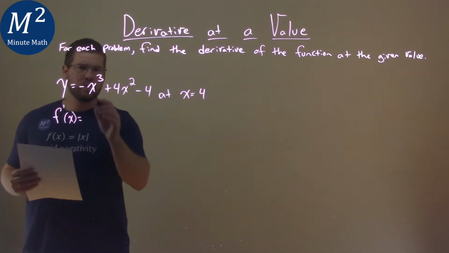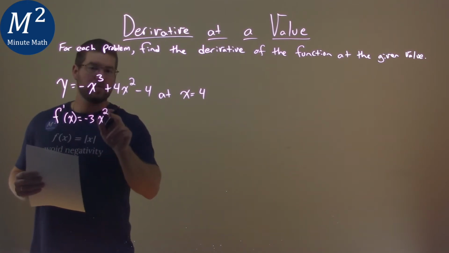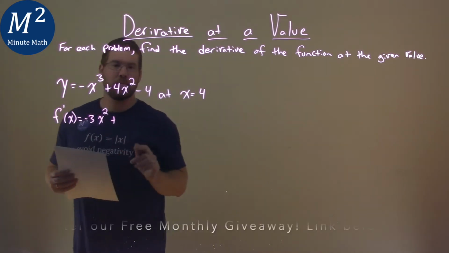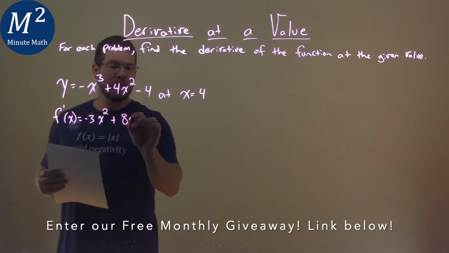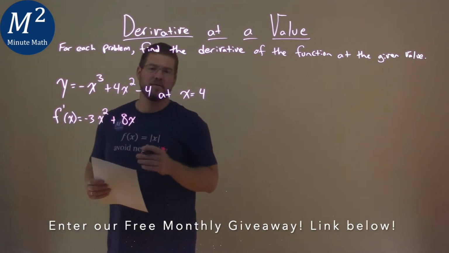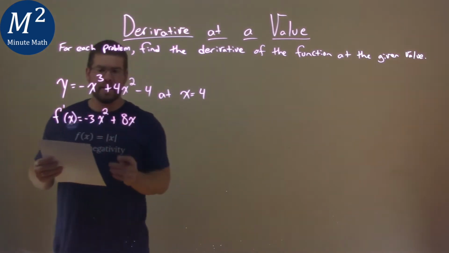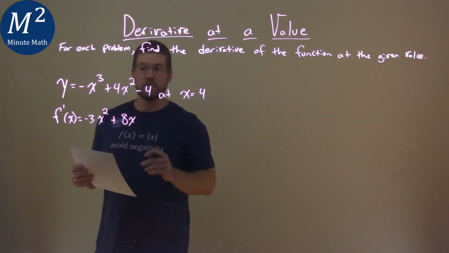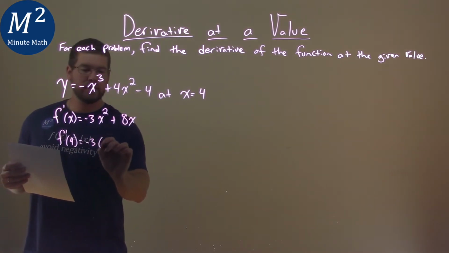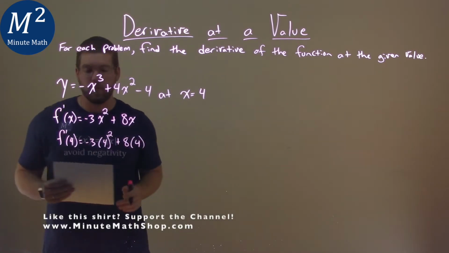Using our power rule, negative 3 comes down, negative 3x squared. Then we remember to subtract 1 from the exponent to get a square. Plus 2 comes down to multiply by the 4, 2 times 4 is 8, x, subtract the exponent by 1, and then the derivative of negative 4 is 0. So we have our derivative, pretty easy to get. Let's go find what happens at x equals 4. So f prime of 4 is equal to negative 3 times 4 squared plus 8 times 4.